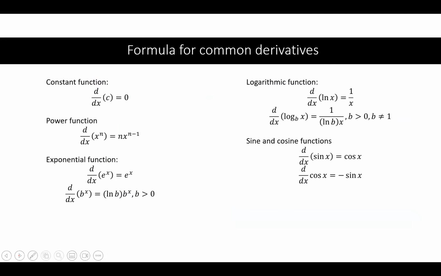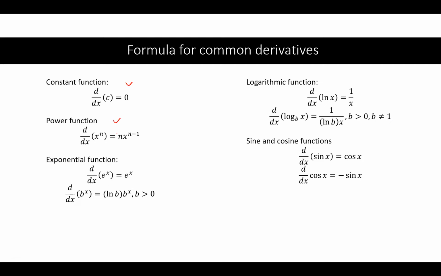Okay, so this is a formula for common derivatives. It's also a list of the formulas we will commonly encounter in future lectures. So the first one is the constant function. If the function is constant, that means it's a flat line. Then the derivative is 0 because there's no change in the value of y, right? It's always 0, always flat.